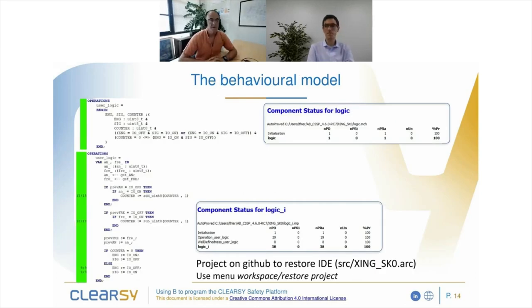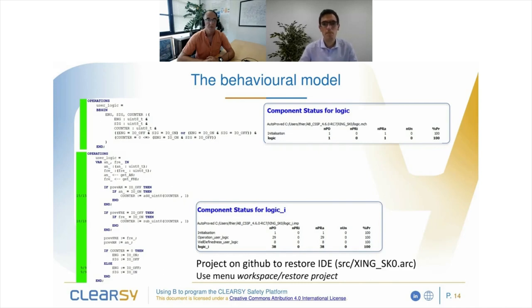So the model is this one. I just put the two parts of the model side by side. The project is available on GitHub, located at src xing underscore sky0.arc. It's an archive.